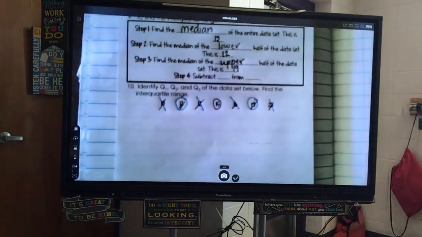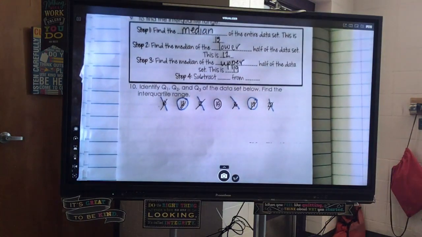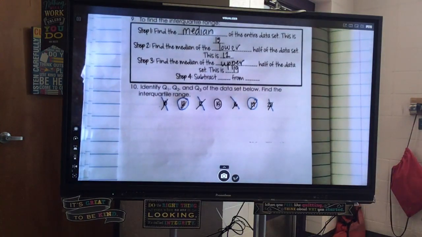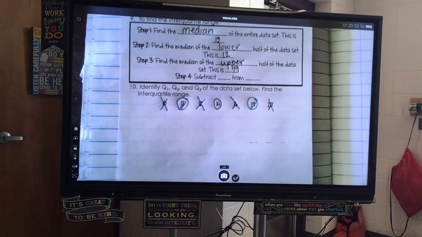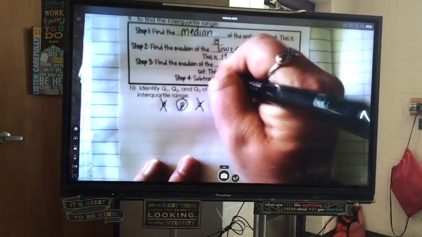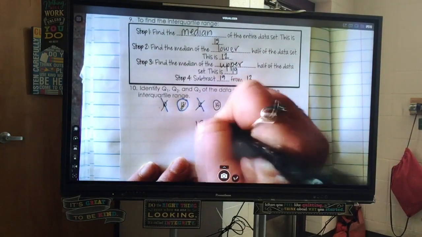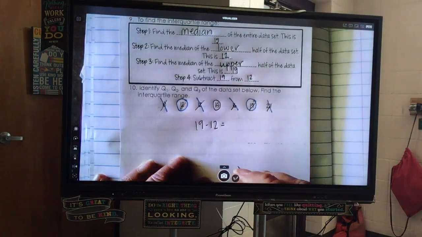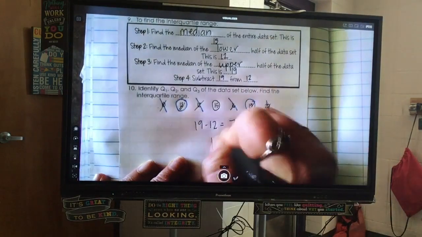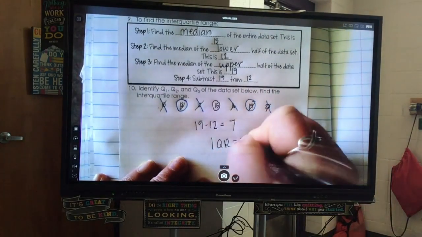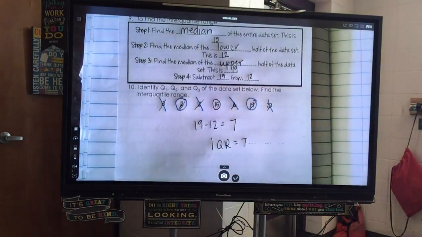And then what do we do? What do we do from here? Jeremiah? We do 19 minus 12. So we do 19 minus 12 equals what? 7. Equals 7. So my IQR equals 7. That is how you find IQR.